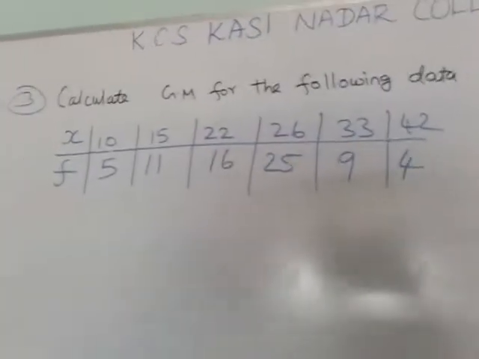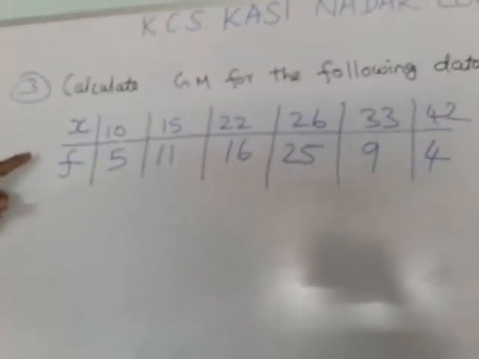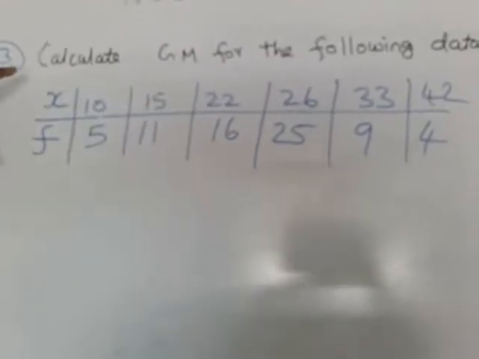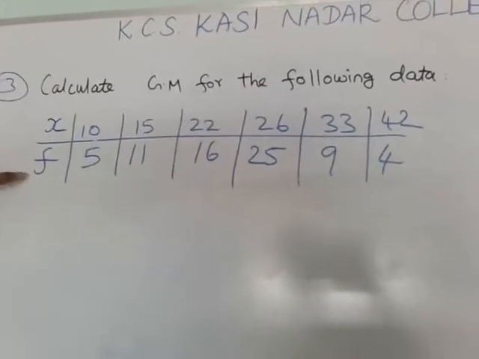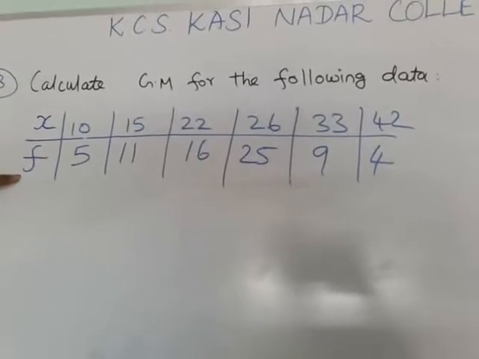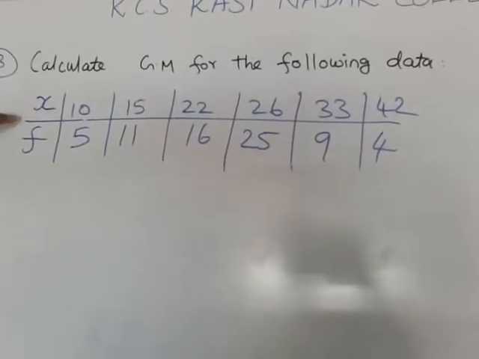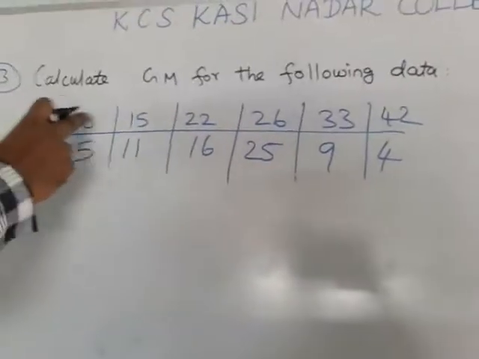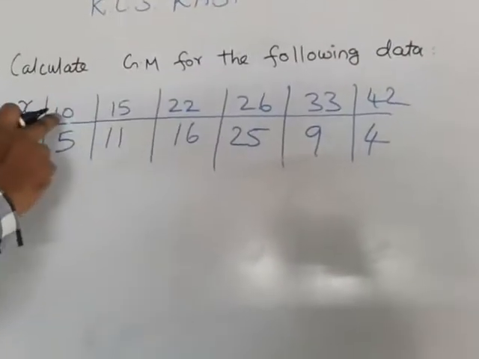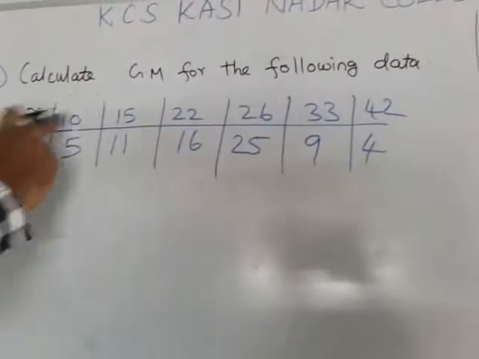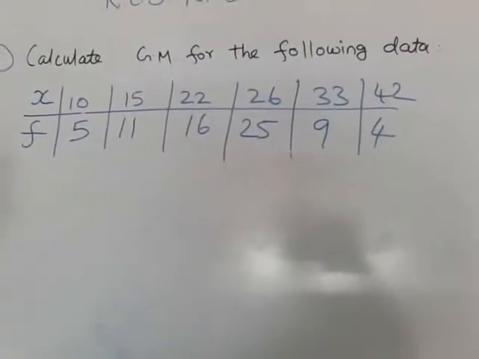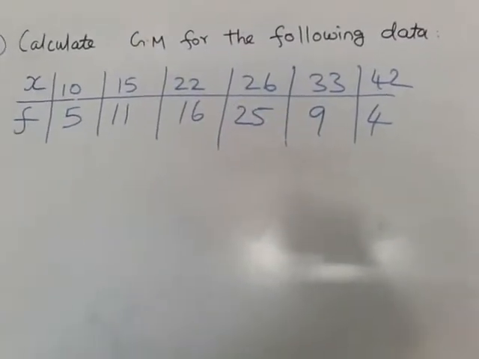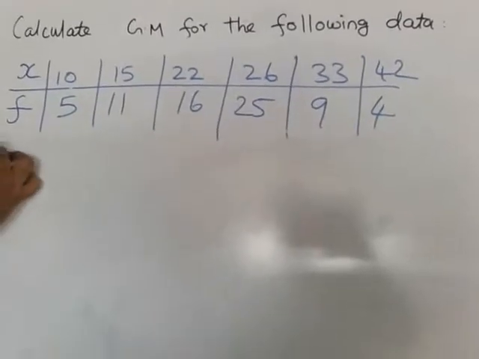Third question. Calculate GM for the following data. Which type of data is this? Here they have given x and f. Whenever they give f, is it discrete or continuous? Here the x values are not intervals. They have given individual values, the x values and f. So this is the discrete concept. Now we go to the problem.